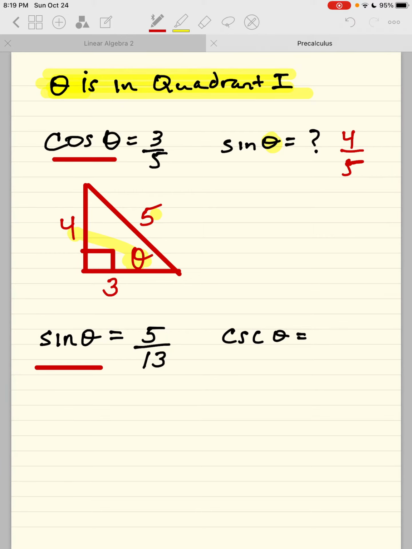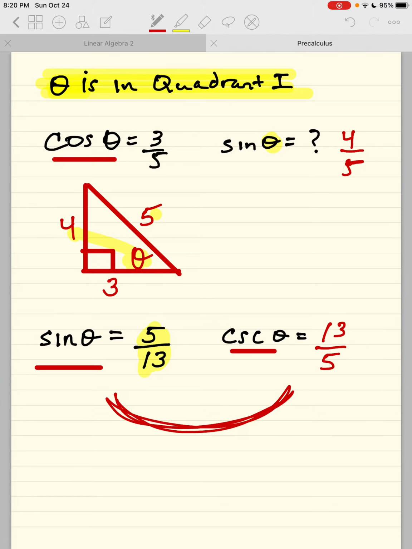Let's try another one. How do we find cosecant of theta? Oh, I don't think I really have to do anything, right, everyone? If sine theta is 5 over 13, cosecant theta is 13 over 5. Look at that. I didn't even have to draw a right triangle.